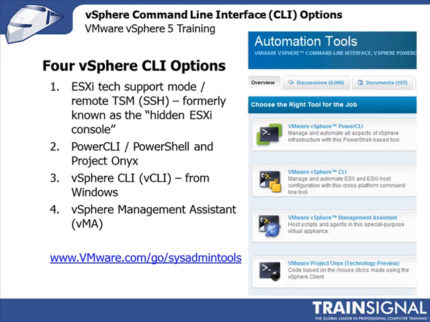Now, over at VMware's website, vmware.com/go/sysadmin-tools, they actually have 4 different options that they recommend for command line administration, or automation as they call it. The first one is the ESXi Tech Support Mode, or Remote Tech Support Mode, which is actually just SSH. And this is formerly known as the hidden ESXi console before it was actually supported by VMware.